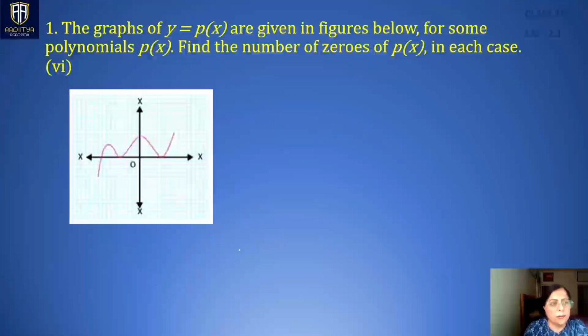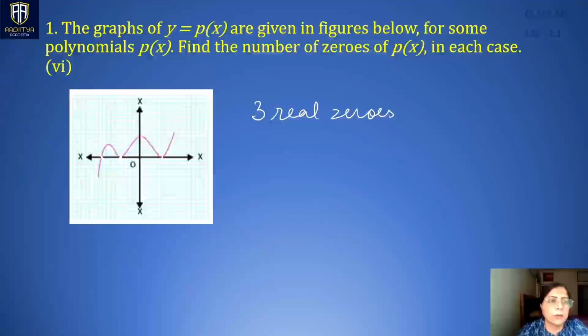Next we have this graph. In this graph, you can leave this. Then we have 1. This is not cutting the x-axis. This graph is touching the x-axis at a particular point. This is 1, 2, and 3. So we have 3 points where this graph meets or touches the x-axis. So we have 3 real zeros.